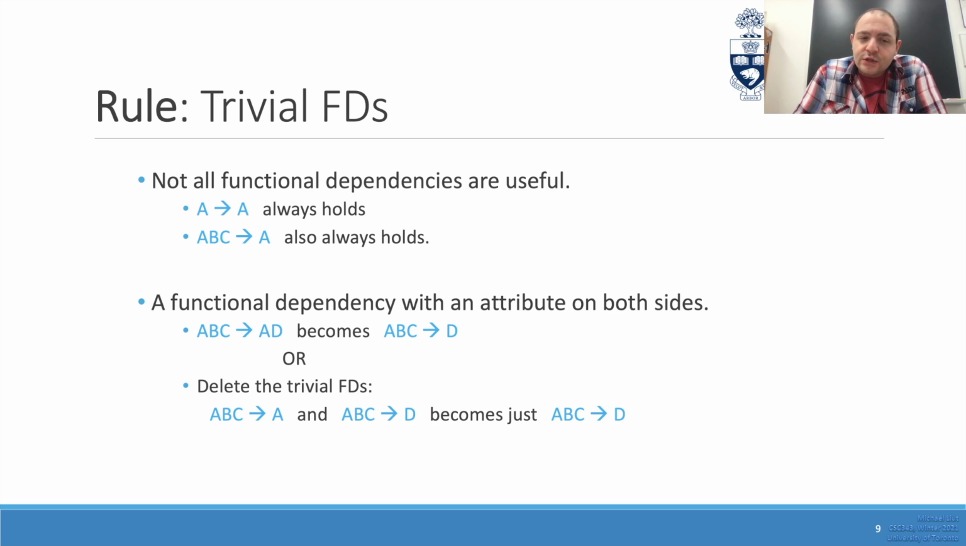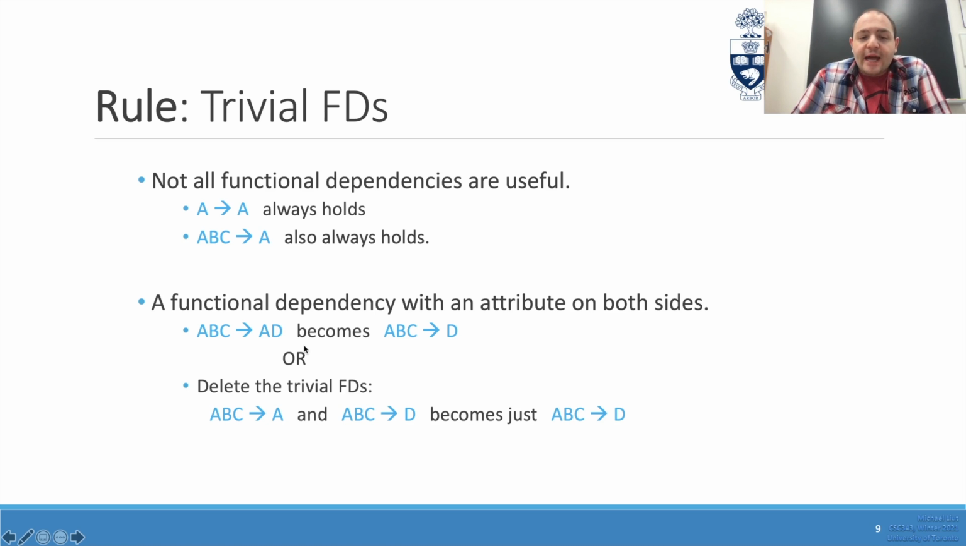There are other things too. For example, if we have a functional dependency with an attribute on both sides, something like ABC infers AD, well, we don't actually need to denote explicitly that it infers A, because we know that because we have A, B, and C, it infers A. It also infers B and C, but that's not something we need to explicitly denote. So that's something we can consider. We can reduce it to just ABC infers D.